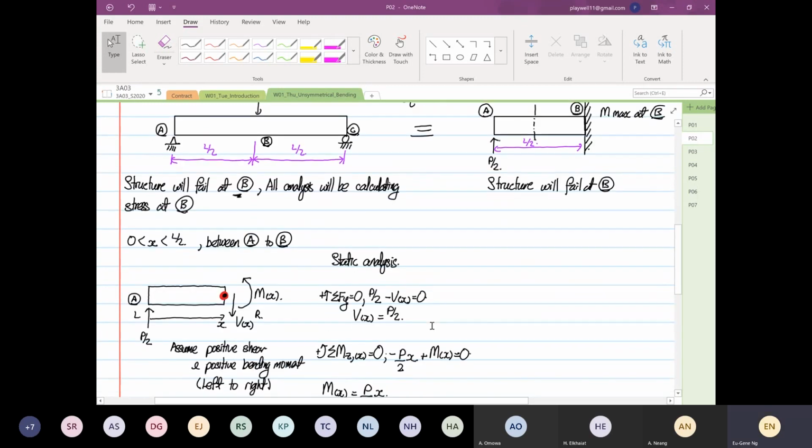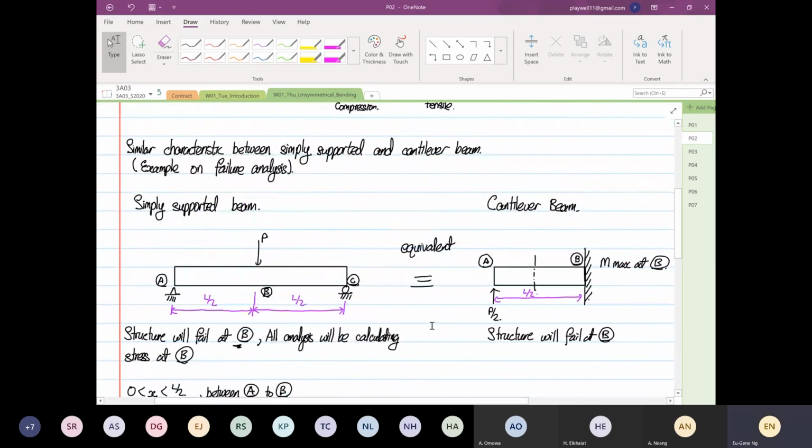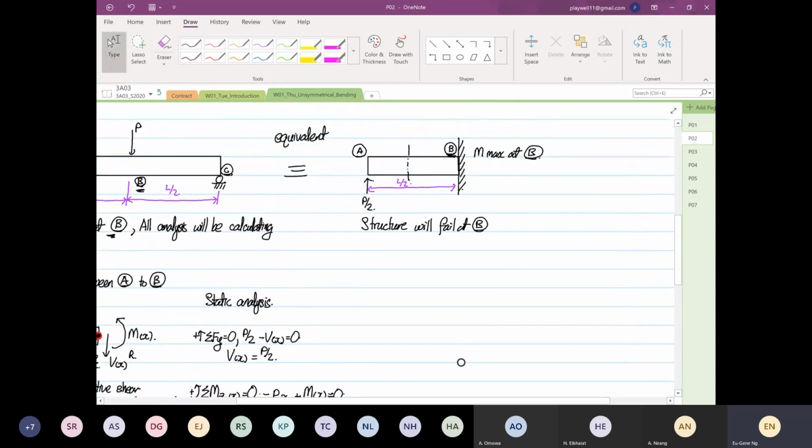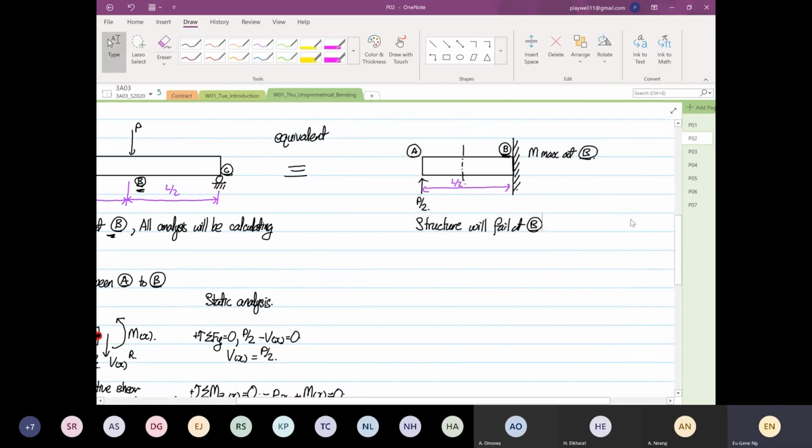So you can see that physically it's different, but the similarity is that failure will both occur at point B. Okay, and then I'm going to show you mathematically it's also the same. So how do we do that? We are going to look at the cantilever beam now. So I'm going to move the cantilever beam, and some of you will focus. Oh yeah, the equations are the same.